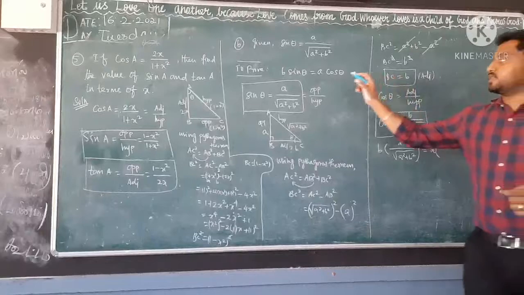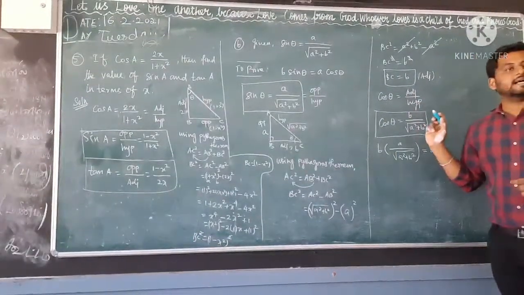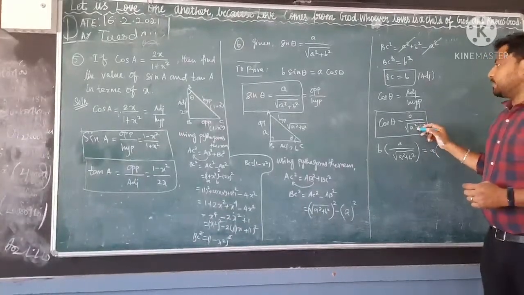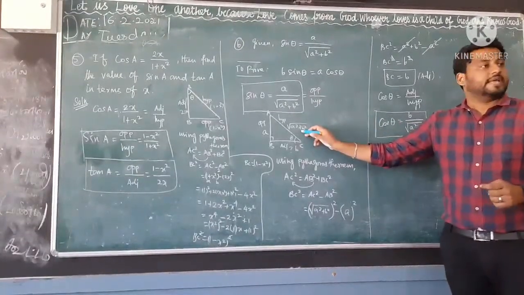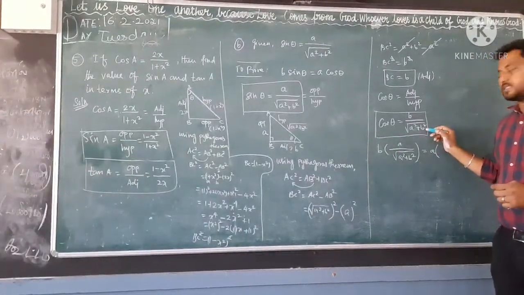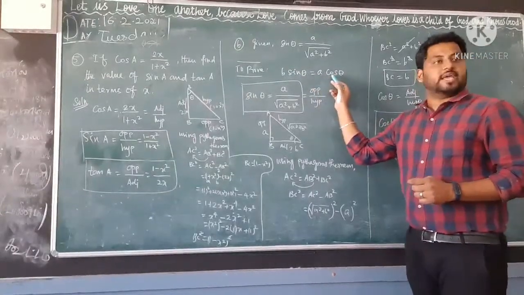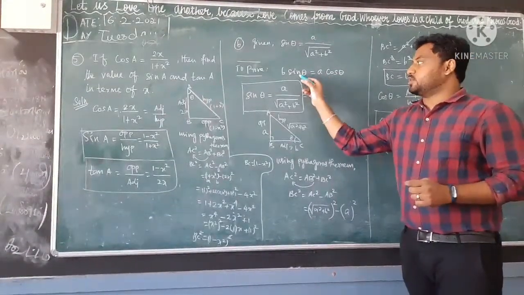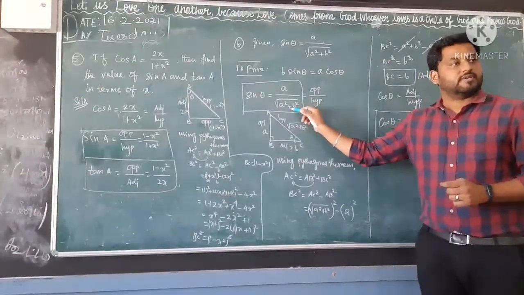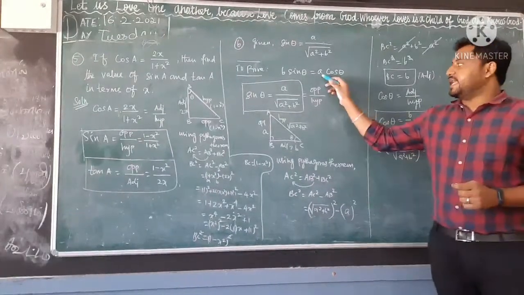We have to find out the value of cos theta. Cos theta ratio is equal to adjacent by hypotenuse. Adjacent value is b and hypotenuse value is equal to root of a square plus b square. So cos theta is b divided by root of a square plus b square. Now we have to prove b sin theta is equal to a cos theta. b into sin theta value is equal to a divided by root of a square plus b square.